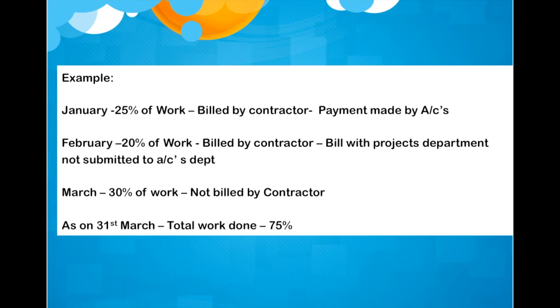So when accounts department asks for provision details, projects department has to give the provision details under two heads. That is, first one, the details of the bills in hand for the work done in February. Second one, an estimated value for the work done in March. So, the accounts department, in addition to 25% of the work already recorded in the books of account for the month of January, will include this additional 50% in the accounts as provision for expenses.